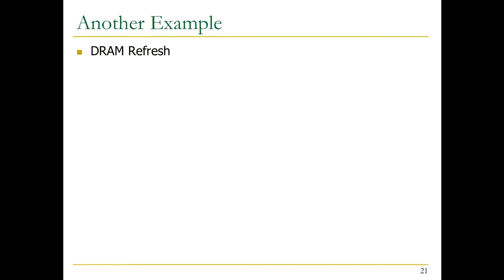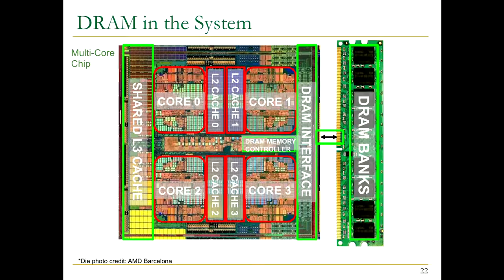But it has this problem, which means that the controller needs to send commands to refresh every single row every 64 milliseconds. It doesn't happen right away. You send a refresh command and things don't happen immediately. You need to actually send a refresh command to refresh every single row. The DRAM in the system is over here, as we've said.